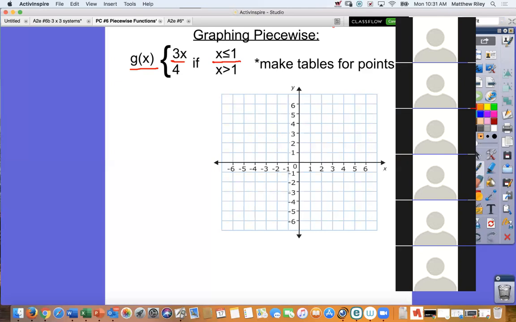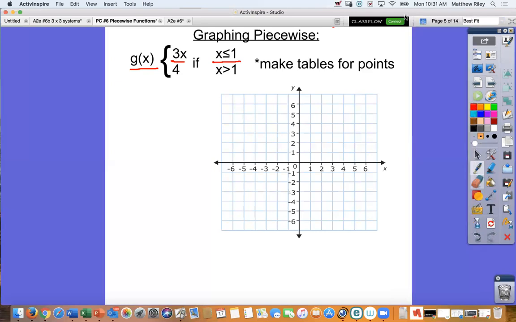A lot of people have their screens off, which is fine, but if I call on you, I hope you are ready to unmute. All right, so here we go.